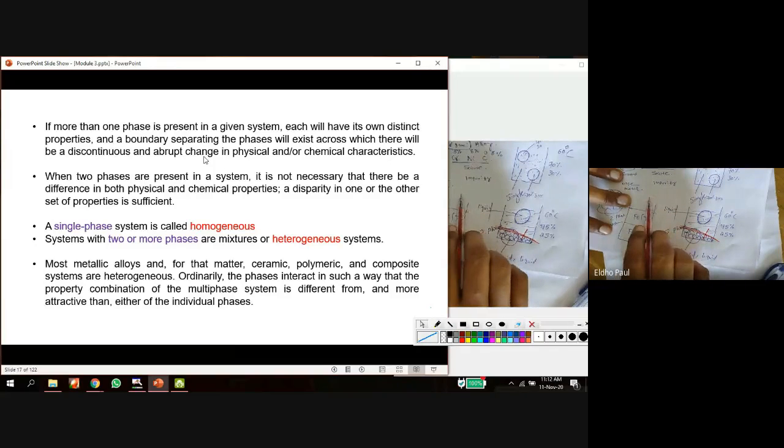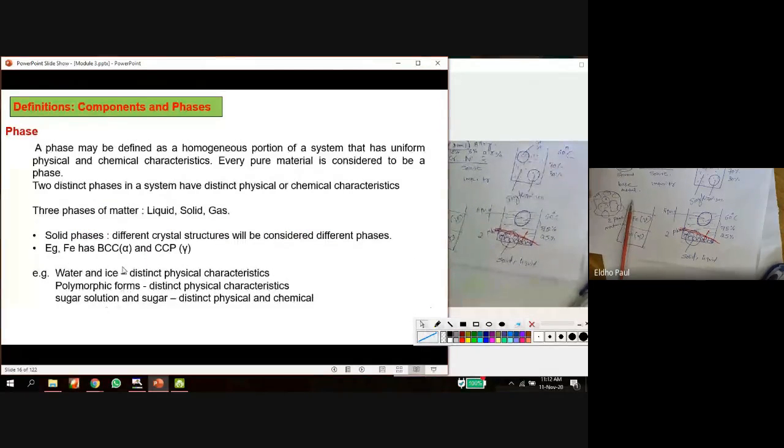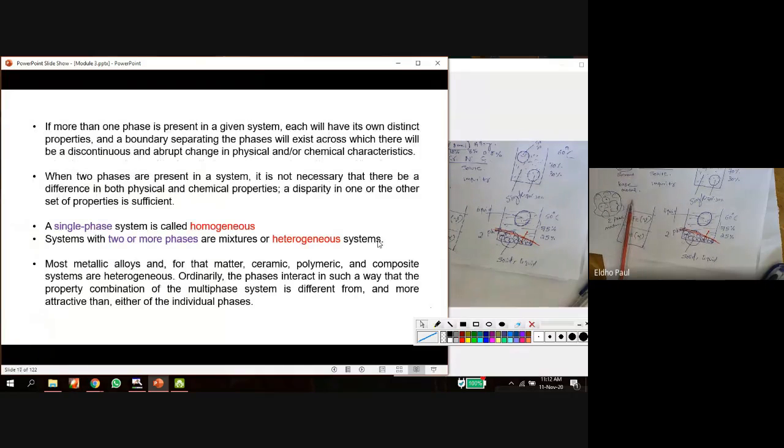Okay, in this region. And when two phases are present in a system, it is not necessary that both physical and chemical properties are distinct; one or the other set of property is sufficient. Either physical property or chemical property different, we can say that it is a multi-phase. Okay, out of these three conditions, physical property, chemical property, polymorphic form, if any of these conditions vary regionally, we can say that it is a multi-phase.